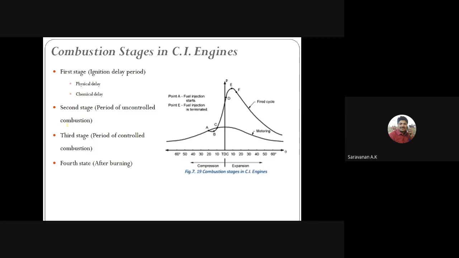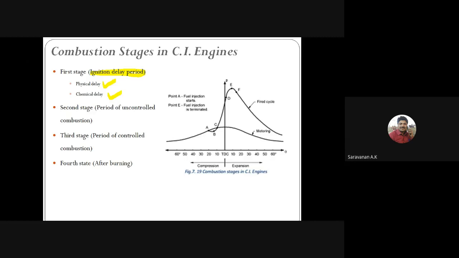So what is the ignition delay? That's the first stage. When the fuel leaves the nozzle, that fuel has to ignite. The time delay from when the fuel is supplied through the injector and leaves the nozzle until the flame propagates is called the ignition delay period. In this ignition delay period we have two types of delay: the physical delay and the chemical delay.